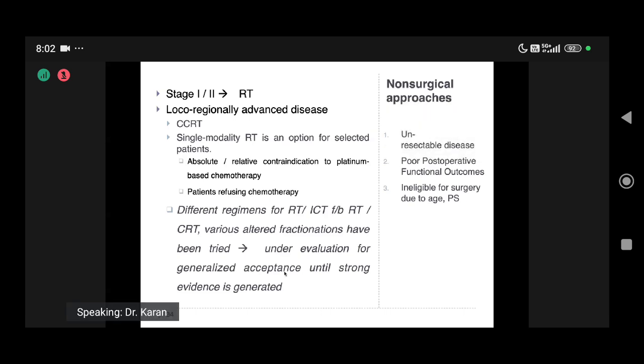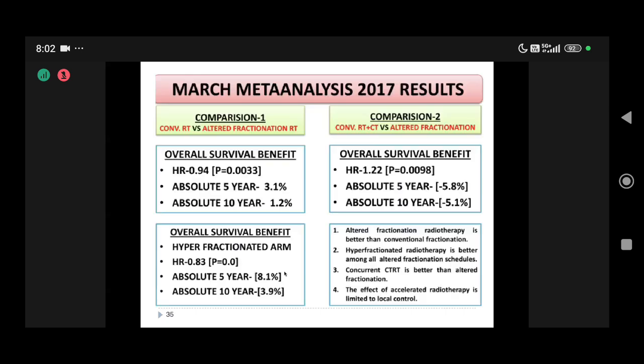A lot of different regimes with radiation or chemoradiation are also followed. You can do induction chemotherapy, you can do altered fractionation of radiation. And this basically came from this paper, which was the MARCH meta-analysis, where they tried to compare the conventional radiation to altered fractionation radiation. And they also compared the conventional chemoradiation to altered fractionation of radiation.